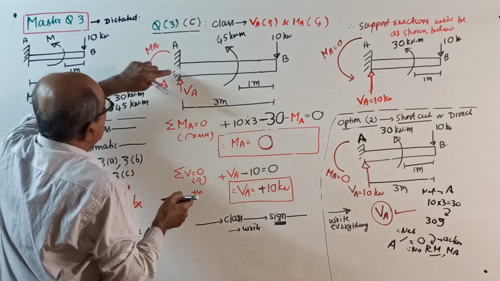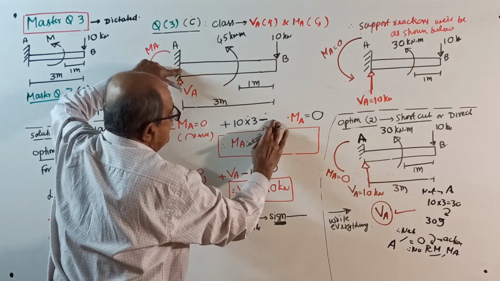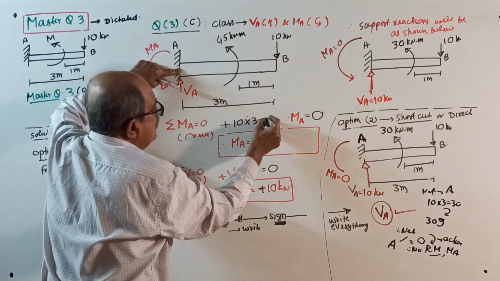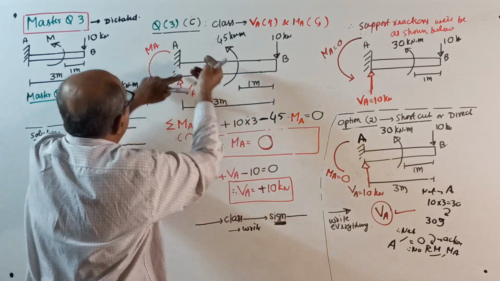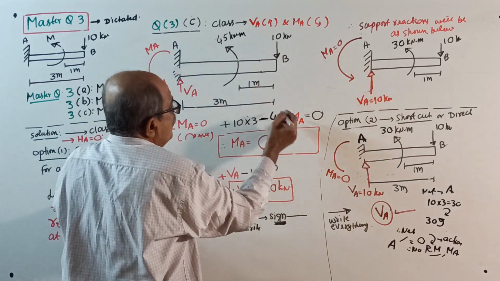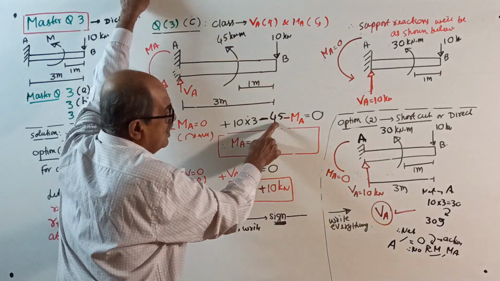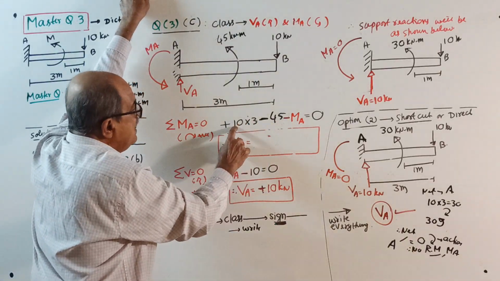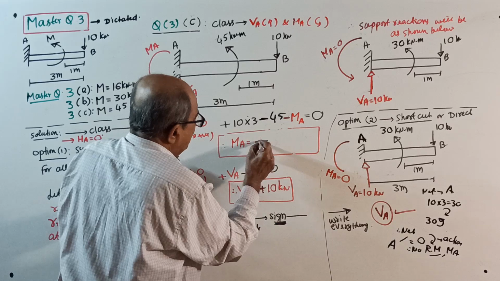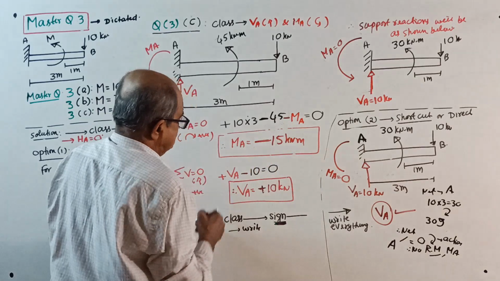See, take moment about A. Plus 10 into 3, minus 45, no into, minus 45, then minus MA. Why minus MA? Because we considered MA in anti-clockwise direction. MA equals 0. Solve it here. See, 30 minus 45 is minus 15. Minus 15 minus MA equals 0. Oh, your MA will come minus 15 kilonewton meter.